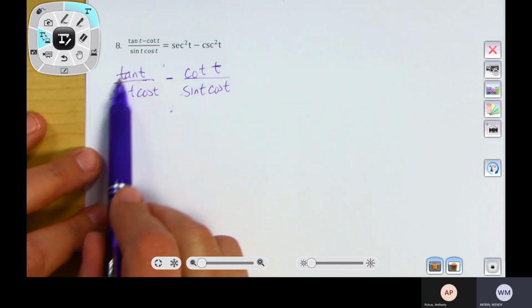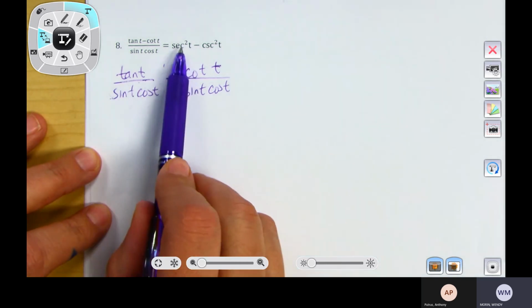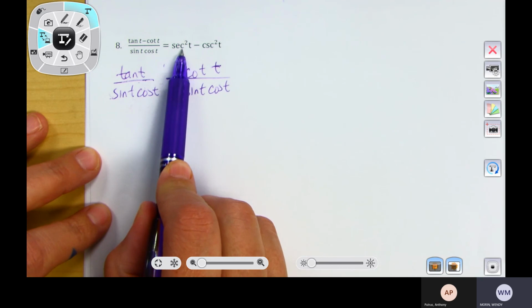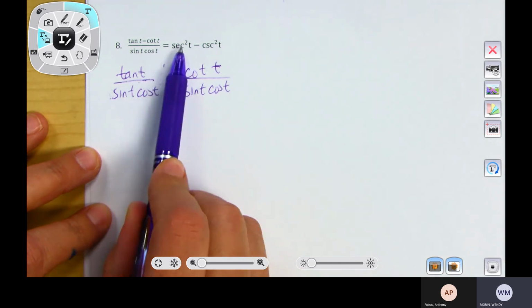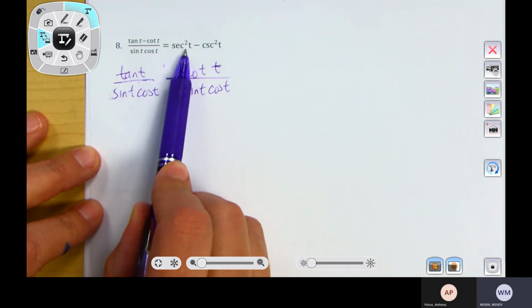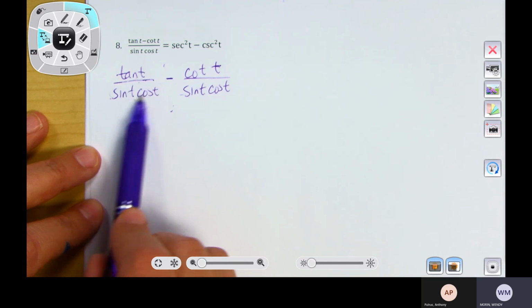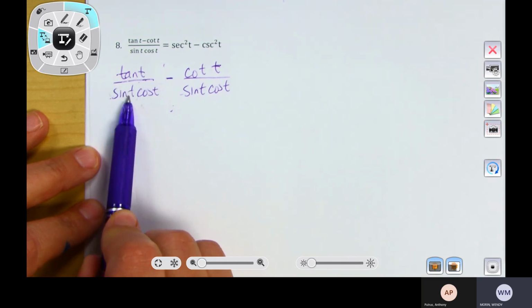So I need to make this look like this. I need to make this look like this. So always look ahead. I'm trying to make this secant squared. Any ideas?